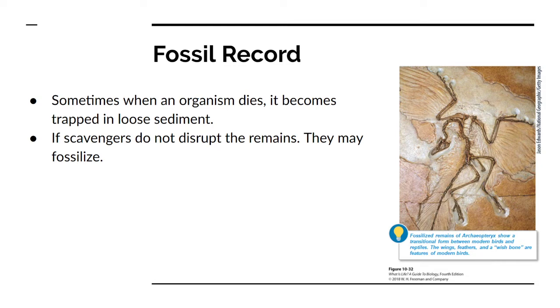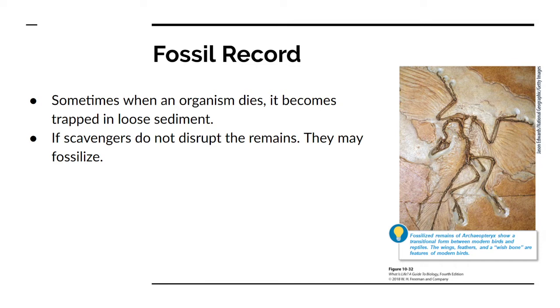Sometimes when an organism dies, it is trapped in loose sediment. If scavengers do not disrupt the remains, they may fossilize. Within the sediment, the soft tissues can sometimes be replaced with rocks, and the harder tissues are slowly replaced with rock as well. So a fossil is now completely made of rock. But we can see some of the patterns of structures like feathers, shells, and bones, which are very easily preserved.